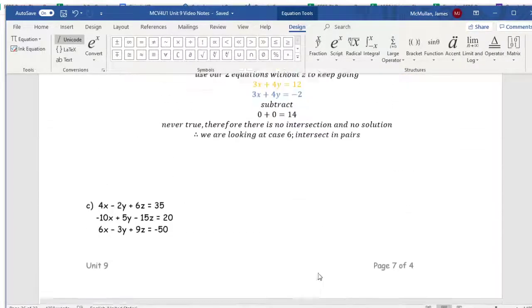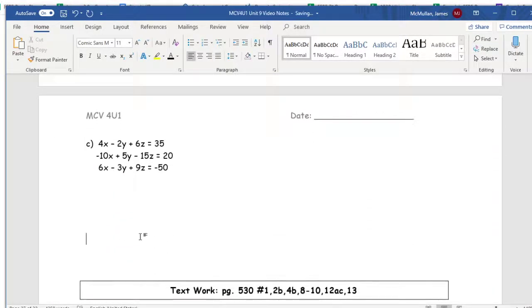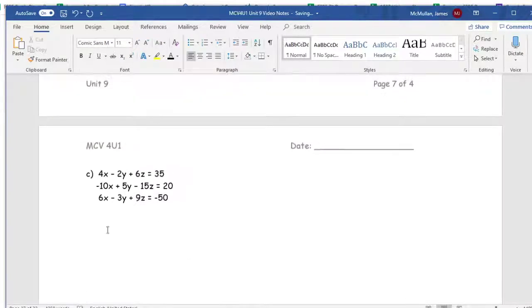So let's just write our answer down. We're looking at case 6, intersect in pairs, and there's no solution. Okay, last one's just kind of more of the same. So let's give this one a try.